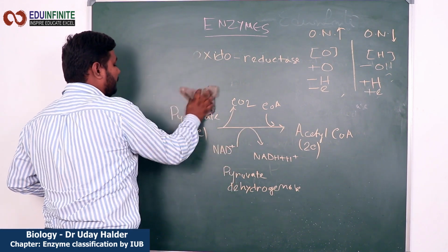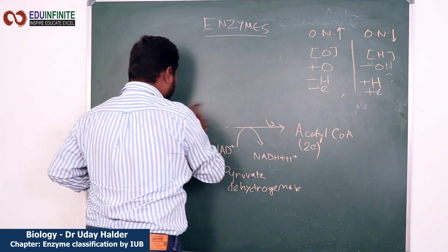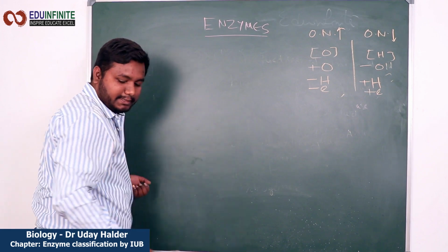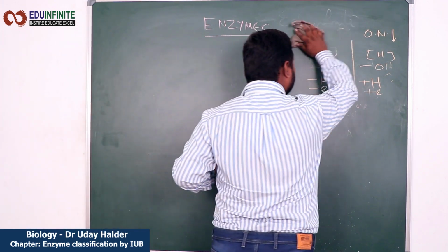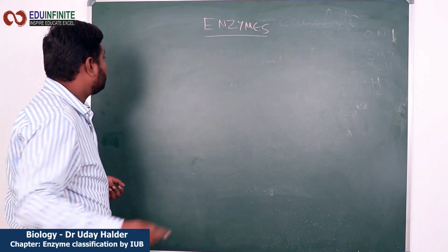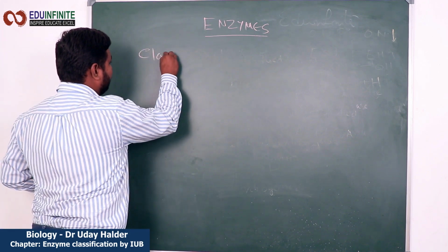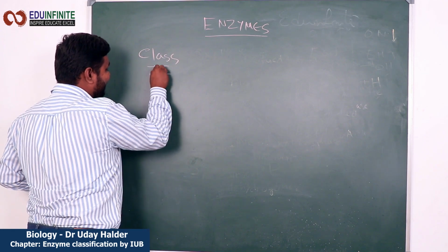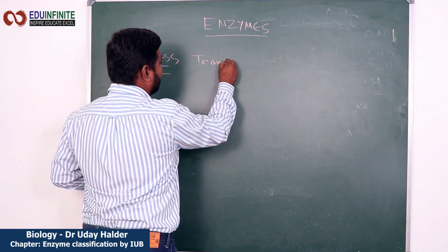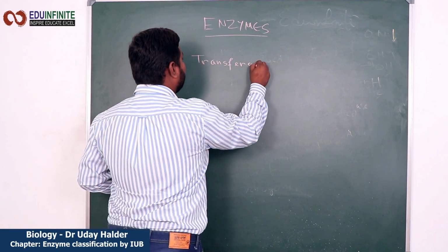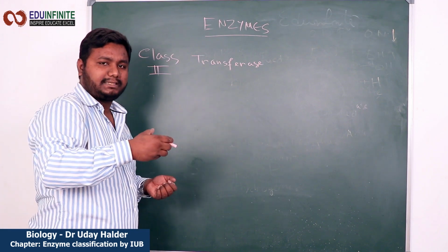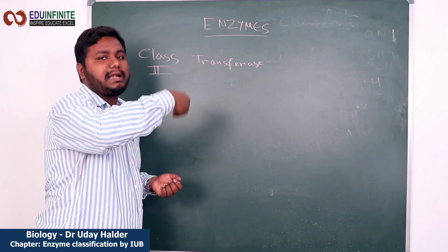Then class 2 enzymes. T stands for transferase. The second class or group of enzymes is called transferase. So class 2 enzymes are called transferase. Transferase class of enzymes, they do actually transfer one certain group from one compound to another compound.